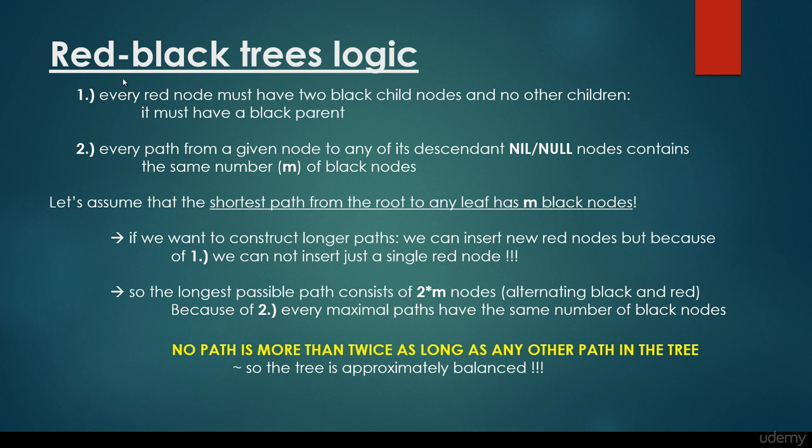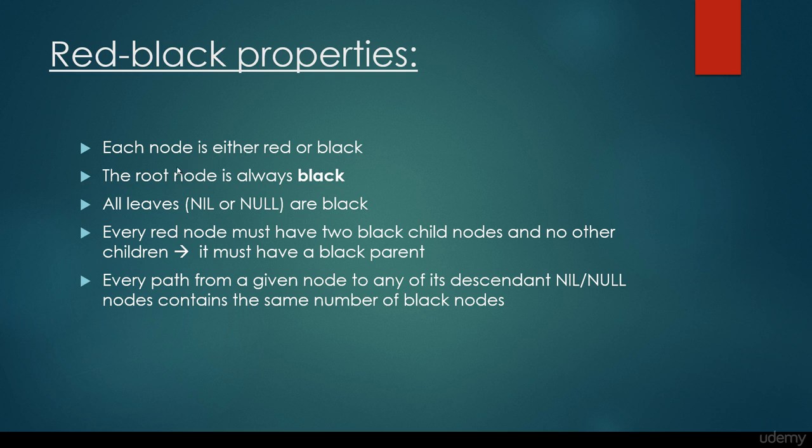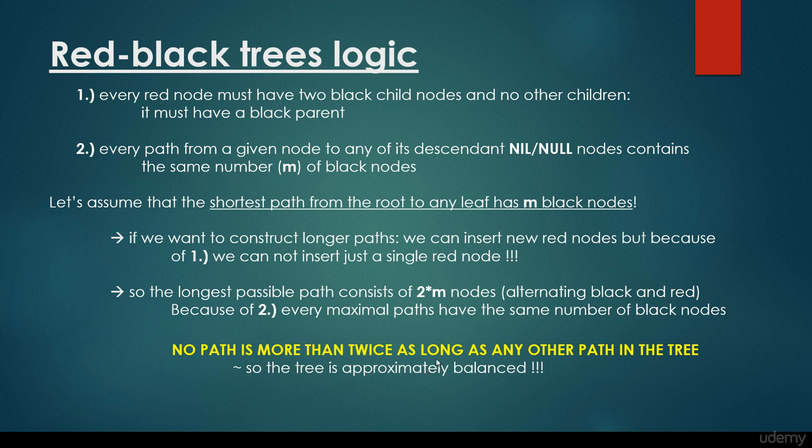So that's the logic behind red-black trees. This is why we can make sure that if these principles are not violated, we will end up with an approximately balanced tree-like structure.